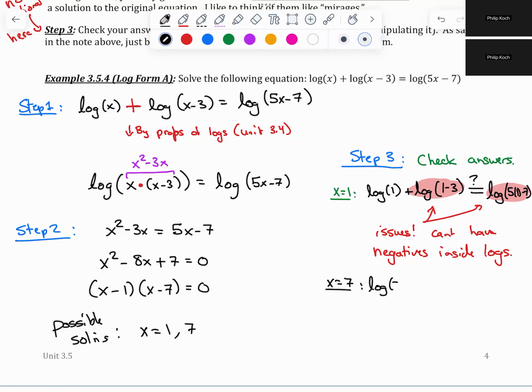Log of 7, that's fine. Plus log of 7 minus 3, that's log of 4, that's fine. Does that equal log of 5 times 7? That's 35 minus 7, that's 28. And yes, it does. So the answer is x equals 7 only.